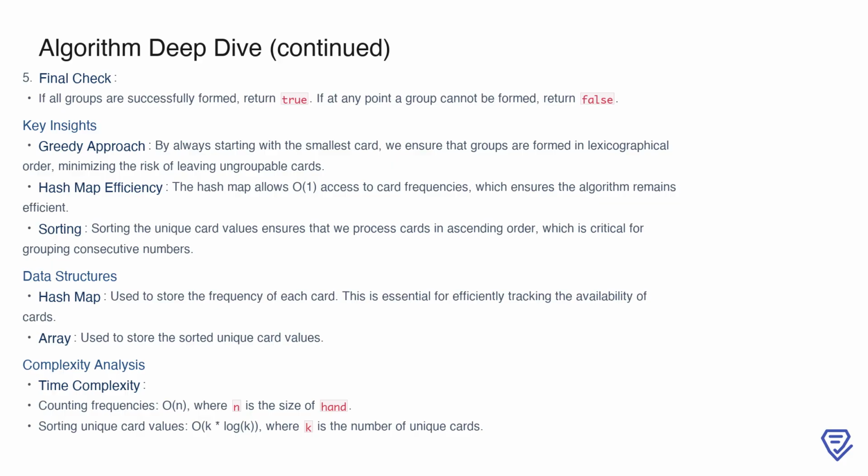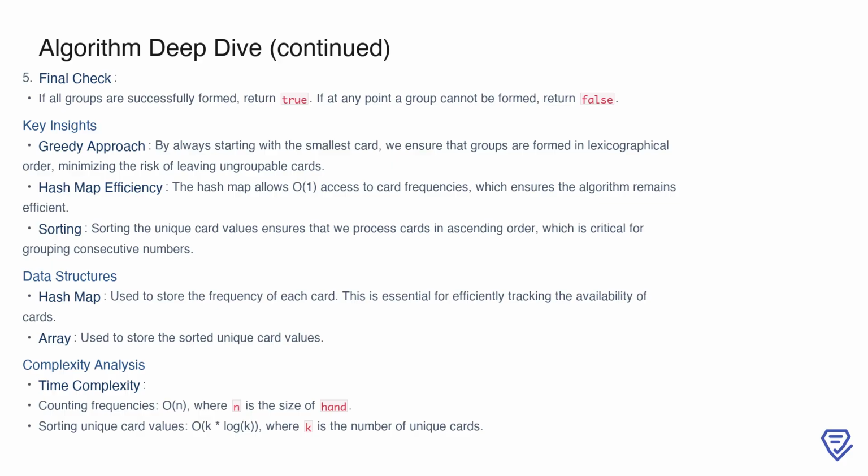Let's review some of the key insights from this approach. The greedy strategy of always starting with the smallest card ensures that we minimize the risk of leaving any cards ungroupable. The hash map is a critical component because it provides O(1) access to card frequencies, making our solution very efficient. Sorting the unique card values is another essential step, as it ensures that we process cards in the correct order to form consecutive groups.